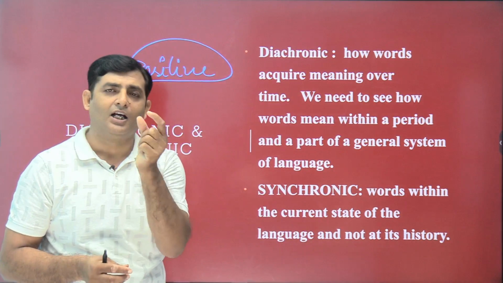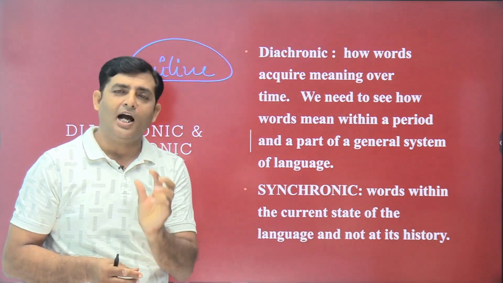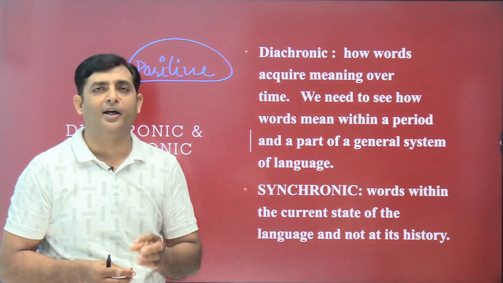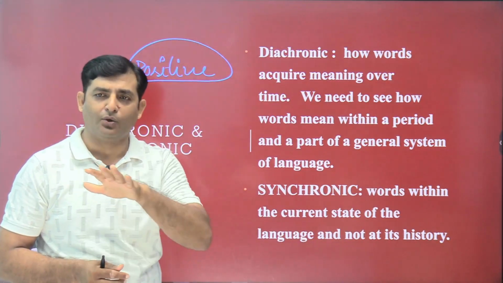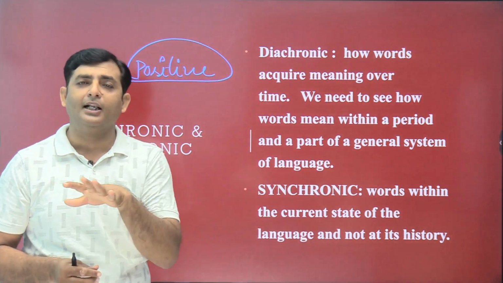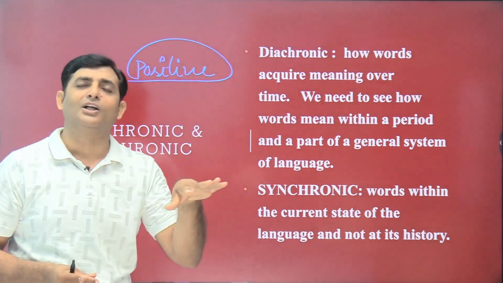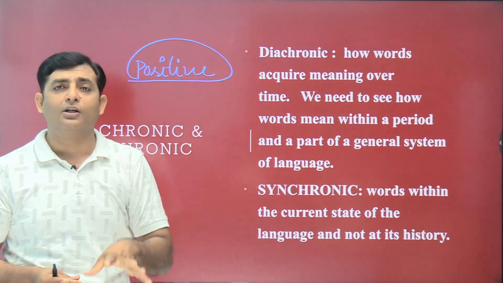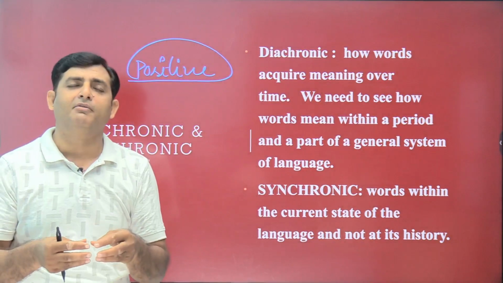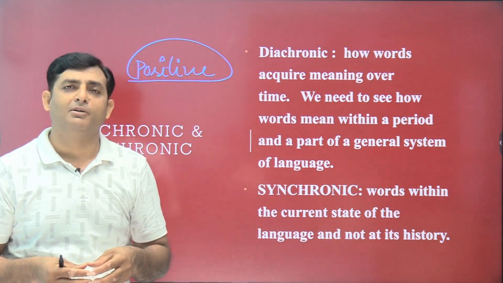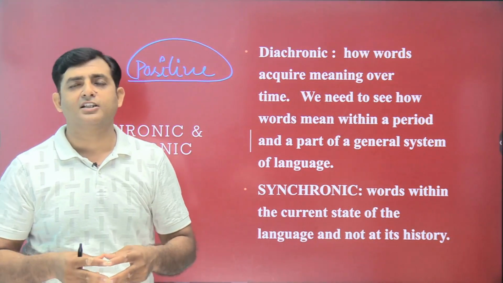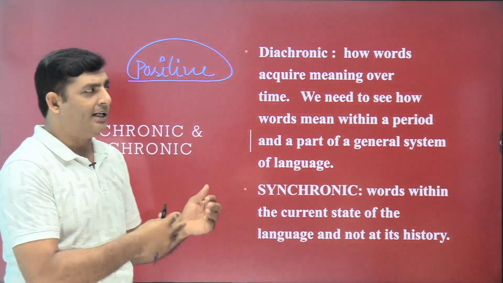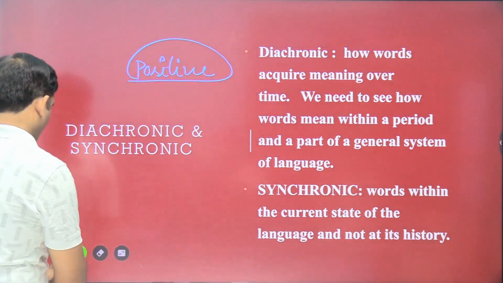This is diachronic and synchronic. I hope you have understood the point. Diachronic means historical assessment, historical meaning, historical linguistics, words that were used earlier. And synchronic means the meaning of the word today, the meaning of the word at present. This is called synchronic. Let me define it a bit more.